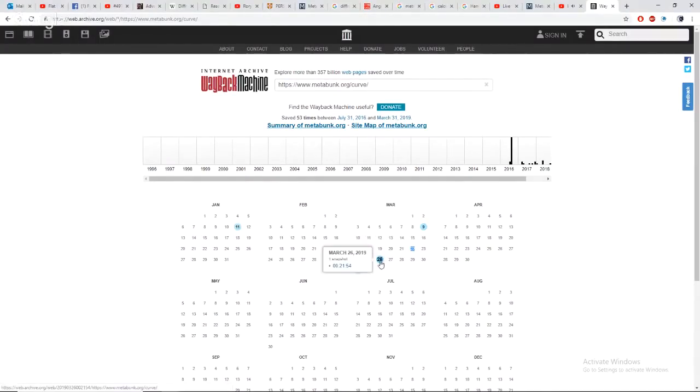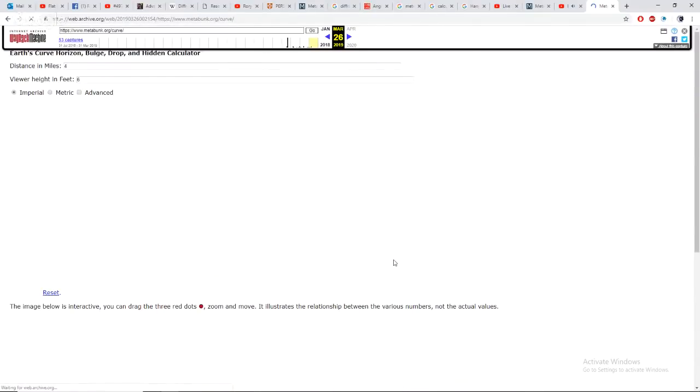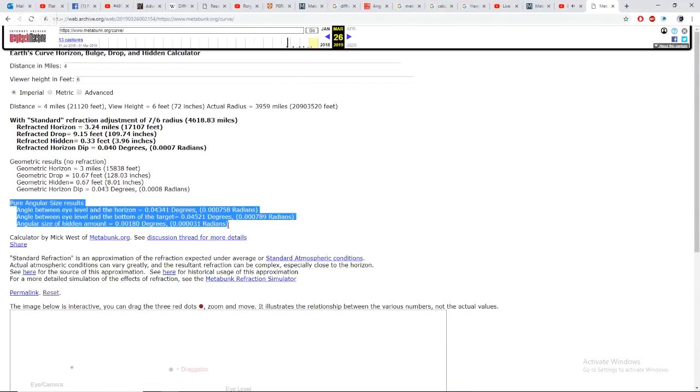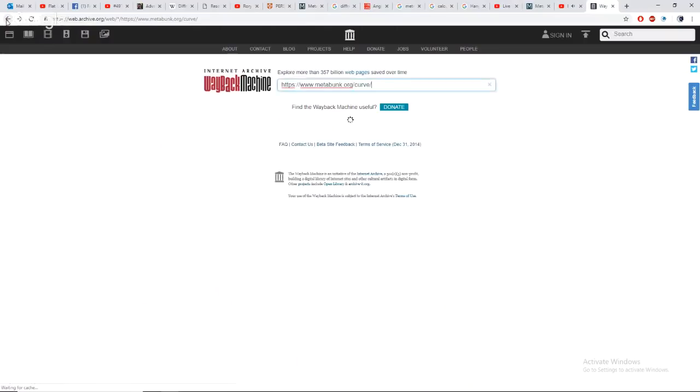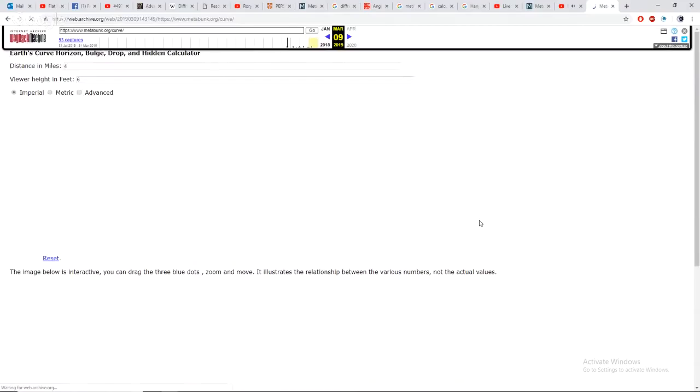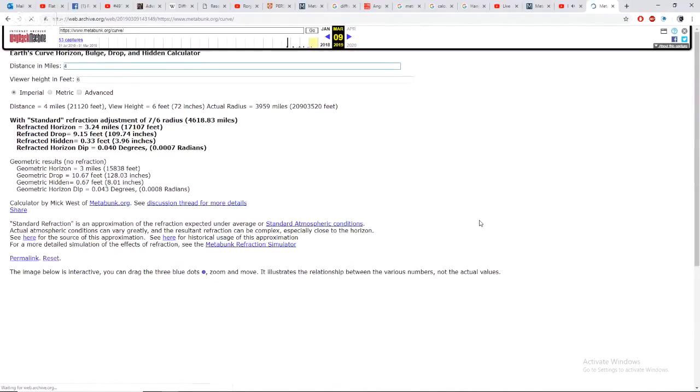So if we look at 4 days after the challenge was set, and we look at how the Metabunk curve calculator looked on that day, obviously this is the screen capture, we do have pure angular size results, right? We see that on the 26th, right? However, let's go back and let's look at the 9th, bearing in mind that on the 22nd was the date that Rory put the video out. So prior to this, let's look at what it looked like on the 9th, shall we?